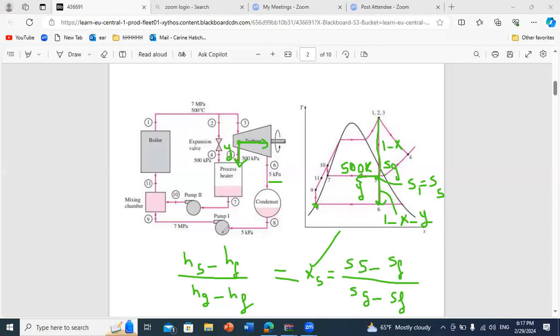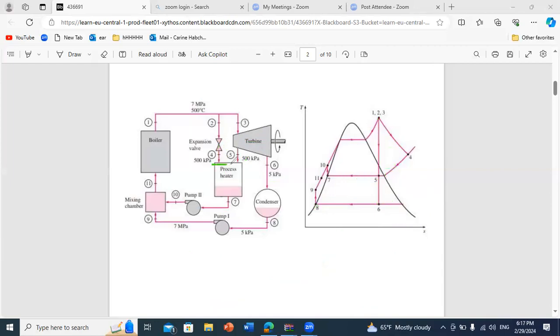Now what will happen is that the two parts that are extracted first, at the expansion valve and at the first stage turbine, will mix in the process heater. They will mix together and exit at state 7. The process heater is a very important part because in it we can deliver heat to the surrounding, and we call it Q dot process.